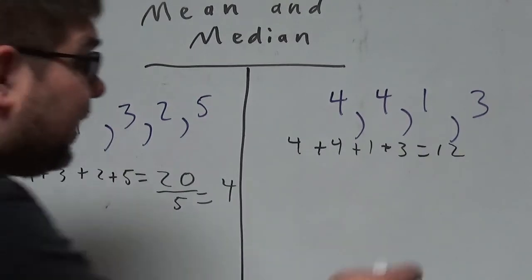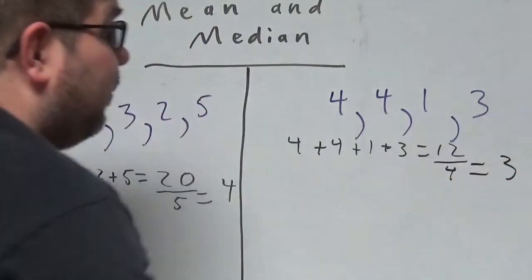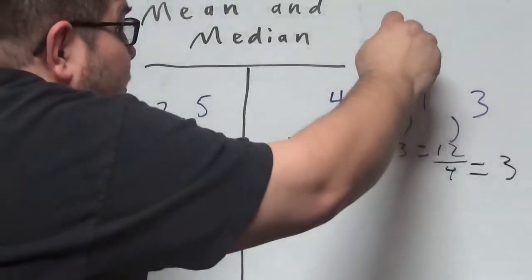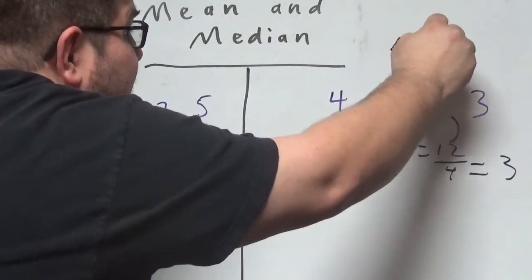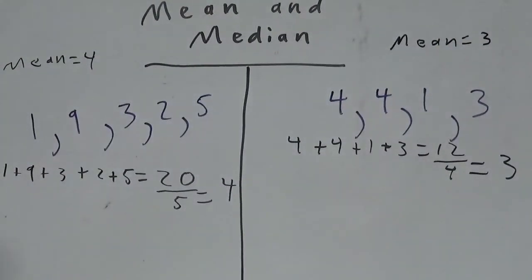So here we have 4 data points, so we divide by 4. 12 divided by 4 is 3. So on this set of data points, the mean equals 3. So to find the mean, we add all of our data points together, and then we take the sum and divide by the number of data points that we had, and we get the mean. That's pretty simple.